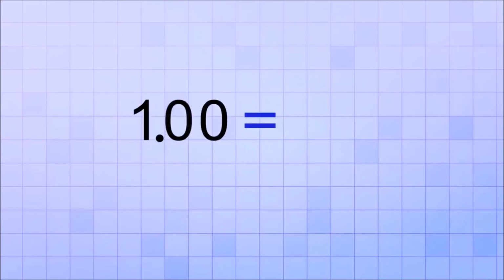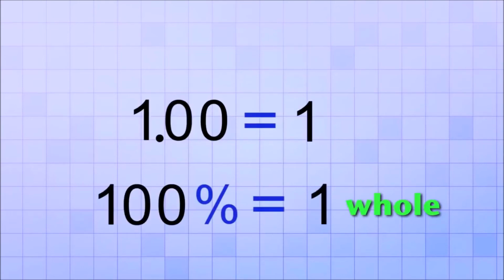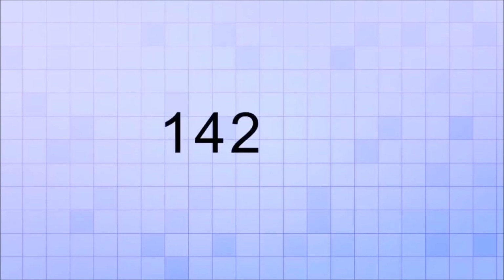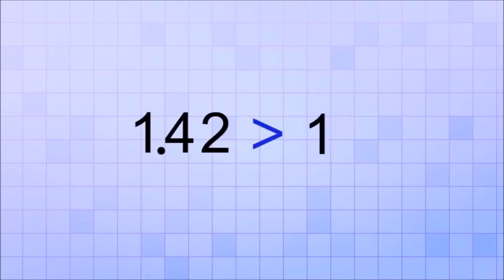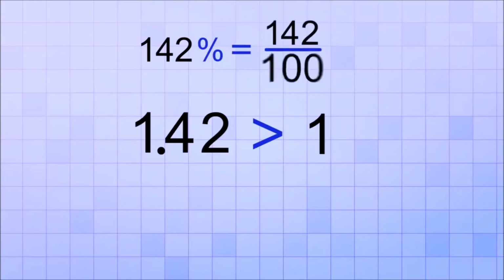And if we have 100% and we move the decimal point 2 places to the left, we end up with 1.00. But 1.00 is the same value as 1. And that's why 100% represents 1 whole. And if we have 142%, we move the decimal point to get 1.42. That's a value greater than 1, which is what we would expect, because 142% is really an improper fraction, 142 over 100. Its value should be greater than 1.